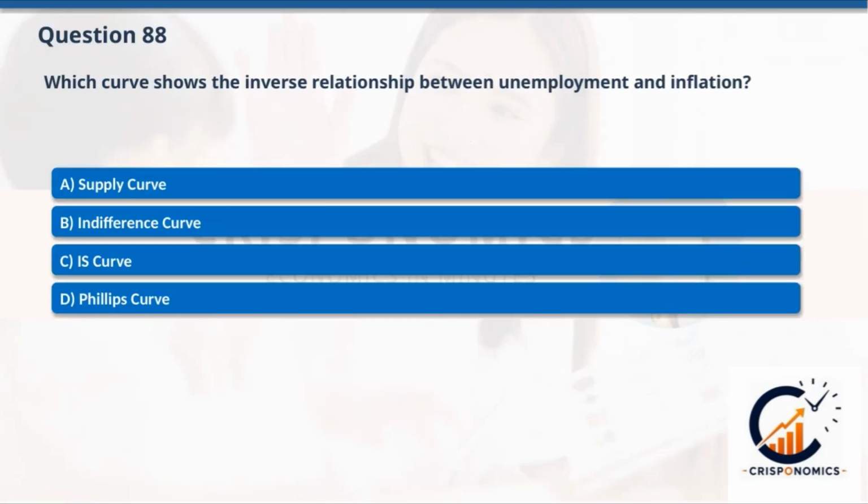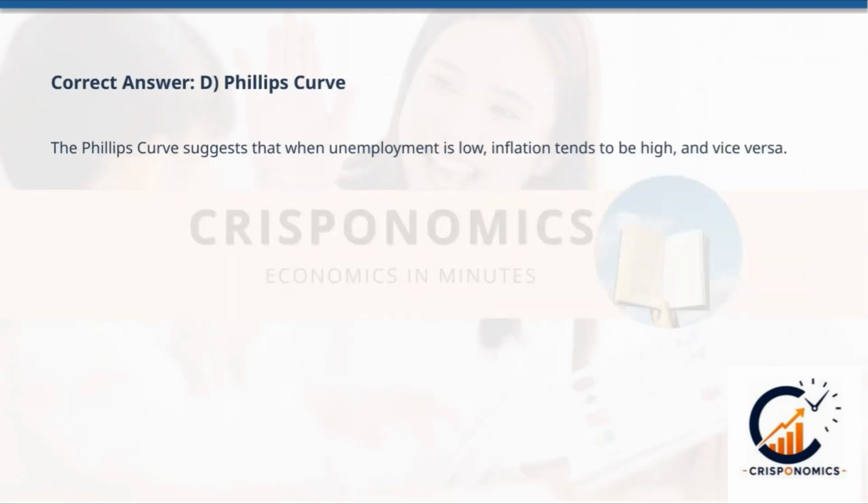Let's take a moment to think about the relationship between unemployment and inflation. Which curve captures this inverse connection? We have the supply curve, the indifference curve, the IS curve, and the Phillips curve. The key here is understanding that as unemployment falls, inflation tends to rise, and vice versa. This classic trade-off is what the Phillips curve illustrates. So the answer to this question is the Phillips curve. The Phillips curve shows us an important relationship in economics.